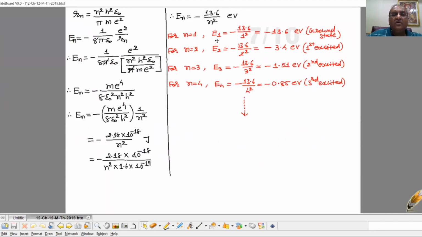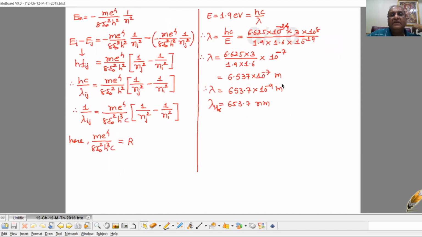This one is the energy in the second orbit, E2, that is minus 3.4 electron volt. And this is the energy E3, minus 1.5 electron volt, in the third orbit. Now suppose the transition takes place from 3 to 2. So that is the H alpha line of the Balmer series. Clear? Now what is the difference between these two? So minus 1.51 minus (minus 3.4). So here the energy difference is 1.9 electron volt. So the radiation emitted has energy equal to 1.9 electron volt.